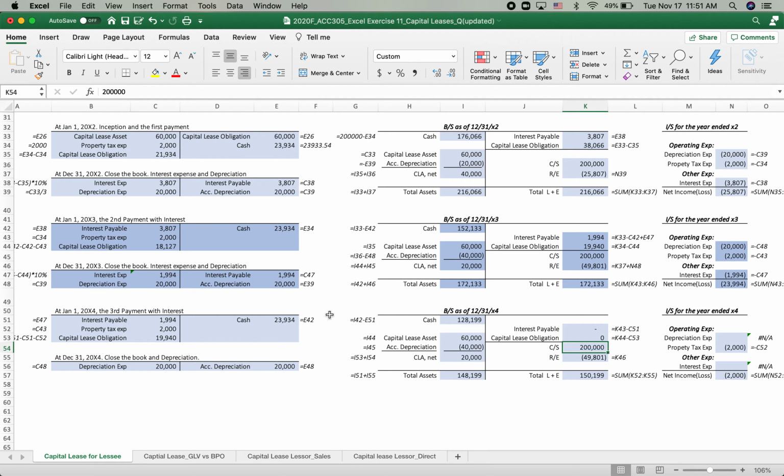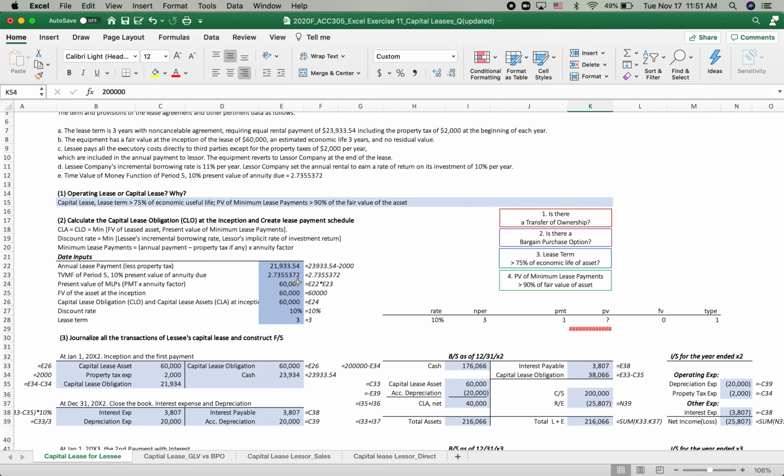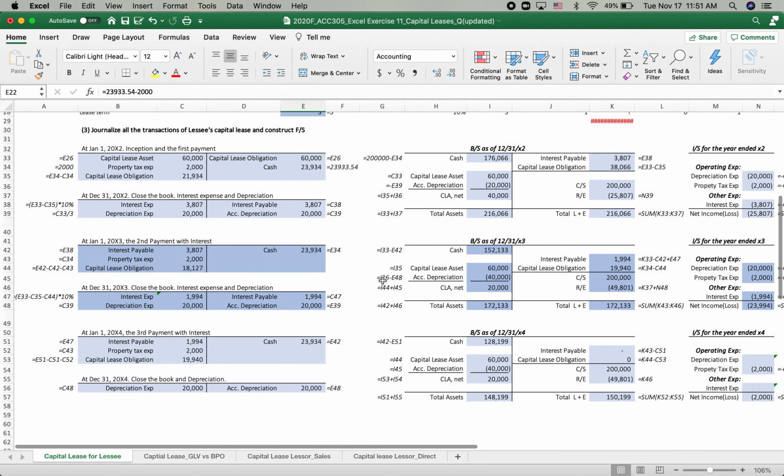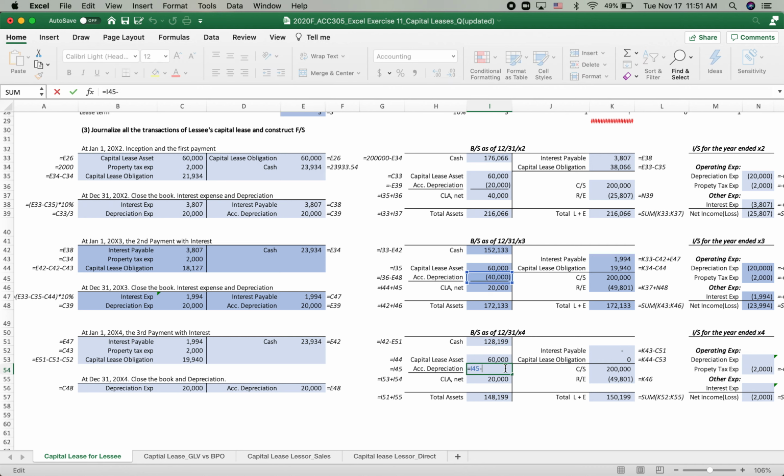Because we already calculated this capital lease obligation considering the discount rate of 10%, we already calculated this 21,900 based on the present value concept. So at the end of the payment, the capital lease obligation must be zero. Okay, so we've posted the capital lease obligation. Good. And then depreciation for the last year should also be accumulated depreciation.